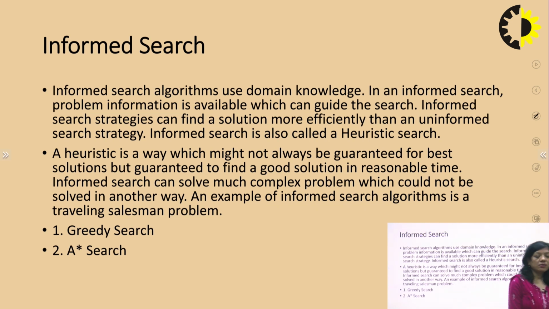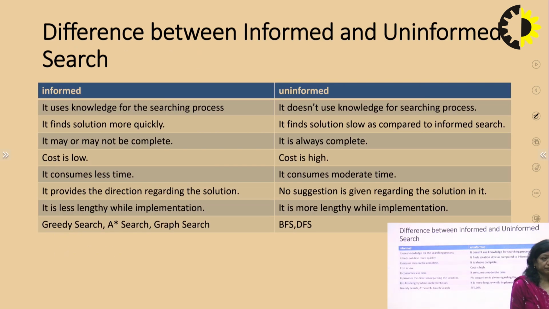A heuristic, now what is the meaning of heuristic? A heuristic is a way which might not always be guaranteed for the best solution, but guaranteed to find a good solution in reasonable time. Informed search can solve much more complex problems which could not be solved in another way. Traveling salesman problem is a best example for the informed search. Again, informed search is divided in two parts. First one is greedy and second one is A star search.